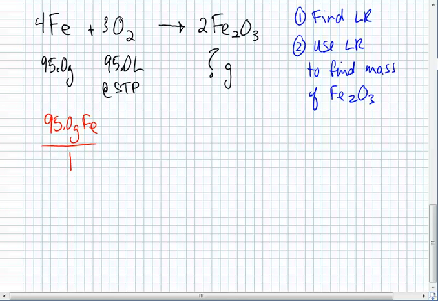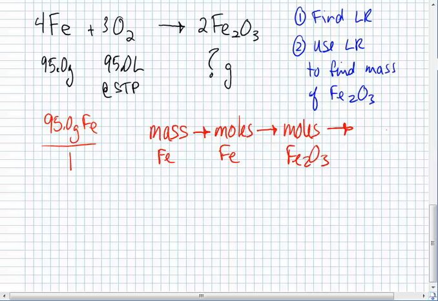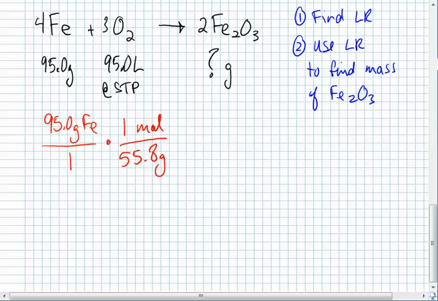The first thing we're going to do is convert our mass of iron to moles of iron. Then we're going to use a mole ratio to go to moles of Fe2O3, and then finally we're going to go to the mass of Fe2O3 using the molecular mass of Fe2O3. So that's our path. Here we go.